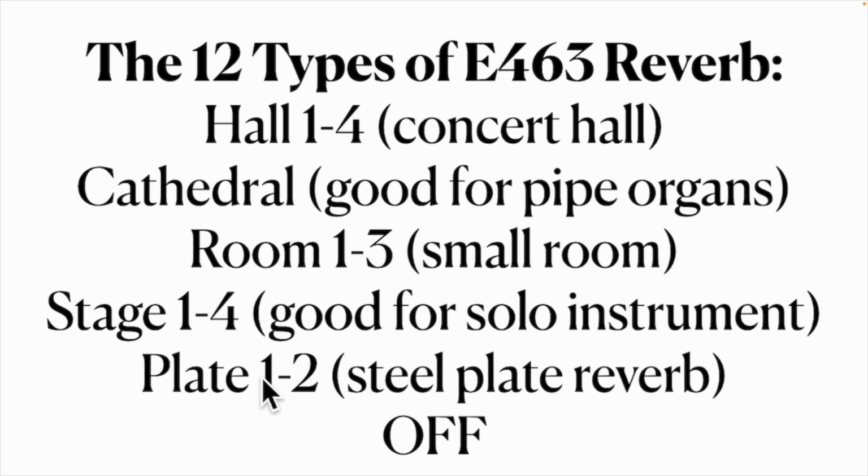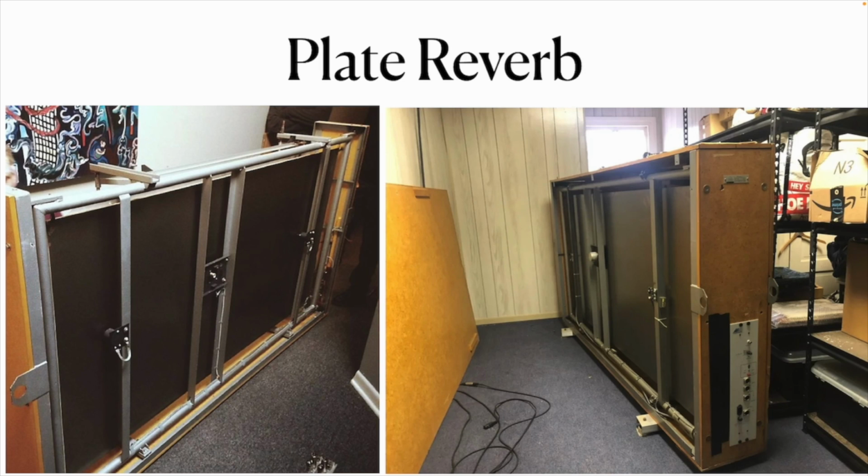And then there's something called plate. Most people have never seen this. I've only seen one of them in my entire life. There is plate 1 and plate 2. And this is a steel plate reverb, and I'm going to explain it to you in just a second. And then actually there is a 13th setting, and that is off. You can just turn reverb totally off. Okay, so that's the different types of reverb that the E463 can produce.